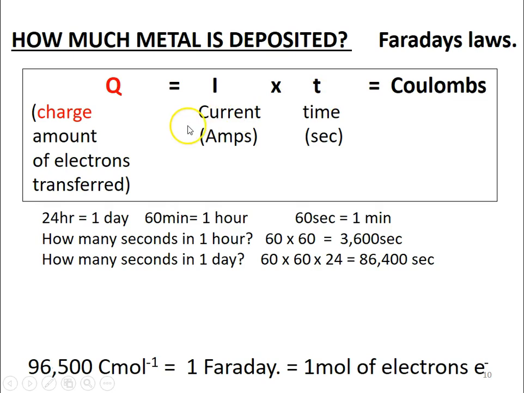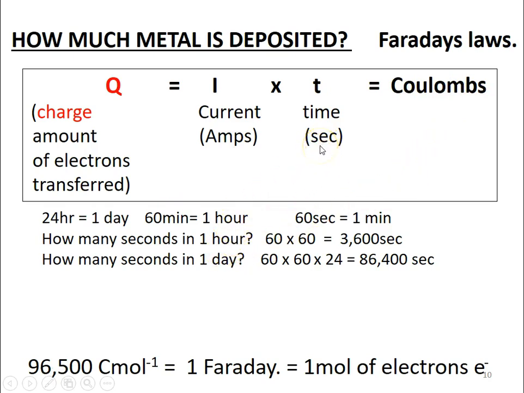So the current is looking at how many electrons are being transferred, and obviously the longer that you do that, the more electrons will be transferred. So you have to take account of the current and the time. The time's in seconds. When you multiply these two together, you get a new unit, which is looking at charge, the amount of electrons, and it's coulombs, C.